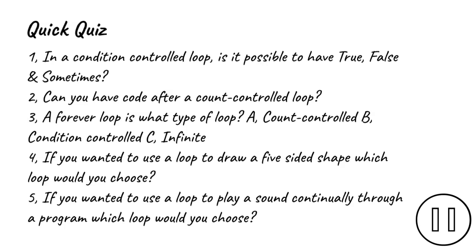Number 1, in a condition-controlled loop, is it possible to have true, false, and sometimes? Number 2, can you have a code after a count-controlled loop? Number 3, a forever loop is what type of loop? A, count-controlled, B, condition-controlled, C, infinite. 4, if you wanted to use a loop to draw a 5-sided shape, which loop would you choose? 5, if you wanted to use a loop to play a sound continually through a program, which loop would you choose? Pause the video now and answer those questions in your book.